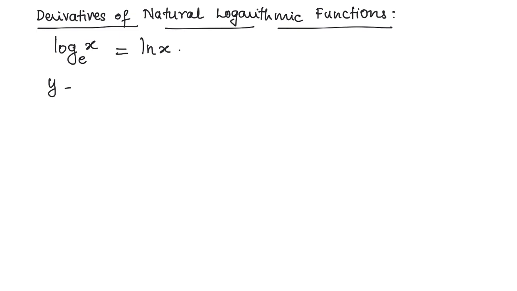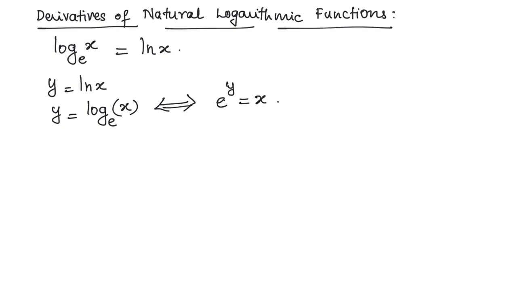So, assume we have y equal ln of x, or we can write y equal log with base e of x. We can convert that into an equivalent exponential form, e power y equal x. Since it is a function of x, instead of writing e power y, I can write e power f of x equal x. Now differentiate both sides with respect to x.